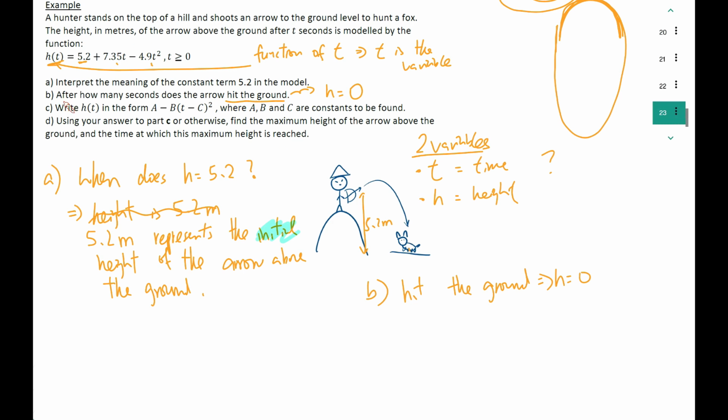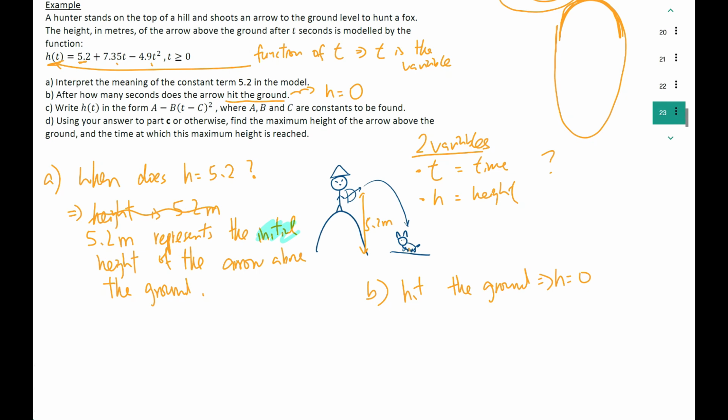Let me start again, part B. The question asks us about how many seconds. How many seconds means they want to find time. If we want to find time, we must know height. Therefore, whatever information coming out from it must be about the height. Hit the ground, so we need to think about height. If we start from 5.2 in here, when it hits the ground means surely h equals 0, because we start from 5.2, then hits the ground, h is 0.